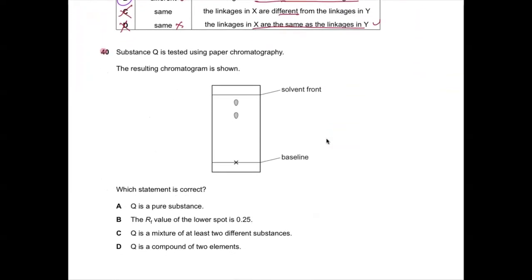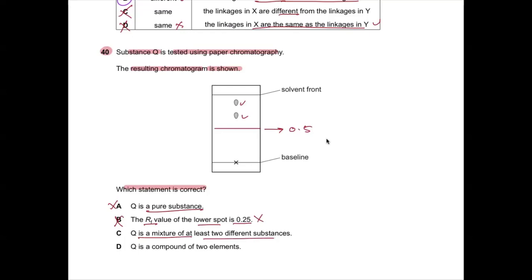Yes. Now, sir, MCQ number 40. Substance Q is tested using paper chromatography. The resulting chromatogram is shown. Which statement is correct? Q is a pure substance. We are getting 2 spots, right? So Q is a pure substance. That is wrong. The Rf value of the lower spot is 0.25. If you see, that is half. So over here, the Rf value is going to be 0.5. So the lower one doesn't have an Rf value of 0.25. It's actually greater than 0.5. So B goes wrong.